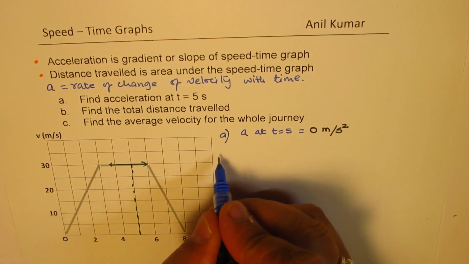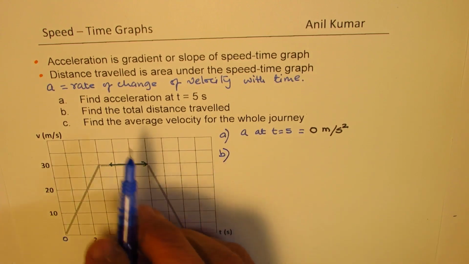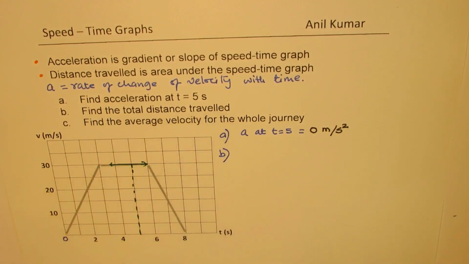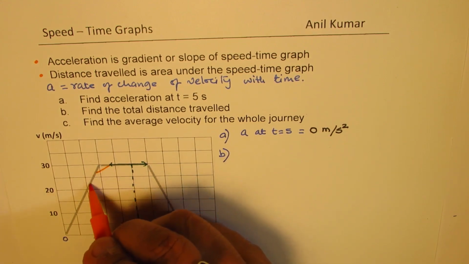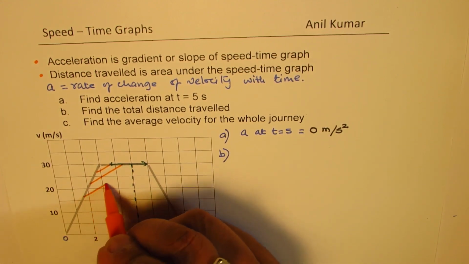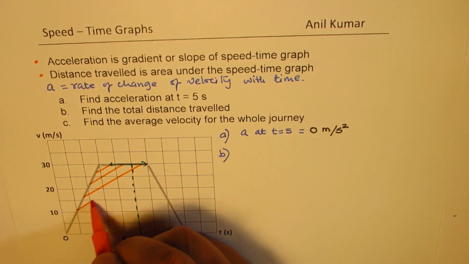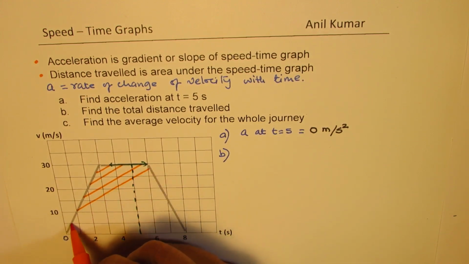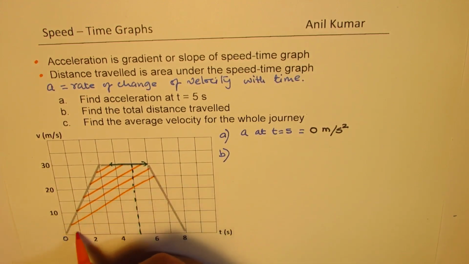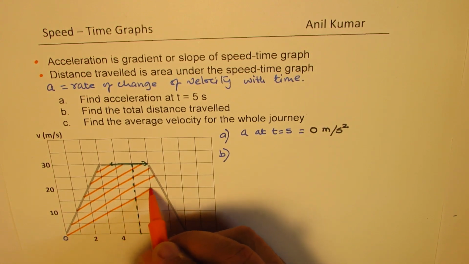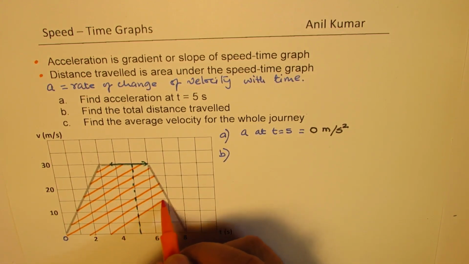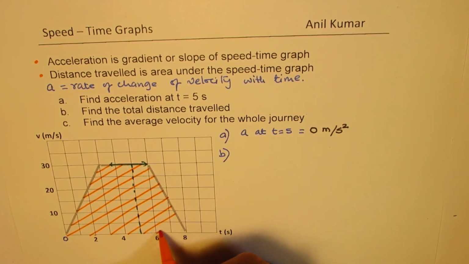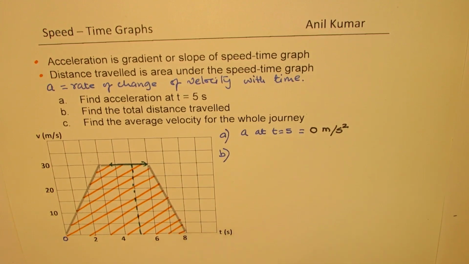Now let's do part B, which is find total distance traveled. Total distance traveled will be the area under this velocity time graph. So we need to calculate the area. If you know the formula for a trapezoid, that would be better to use. Otherwise, you could use these 2 triangles and the rectangle to find the area. Is that clear to you? So I'm just giving you time to calculate, and then you should check with my solution.